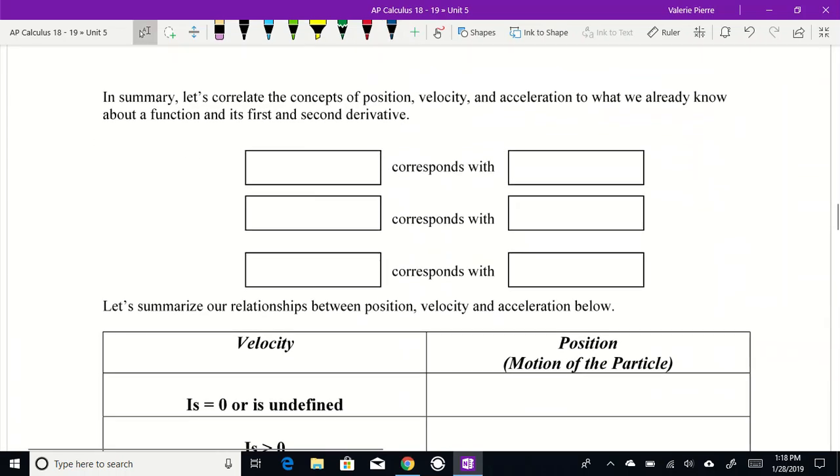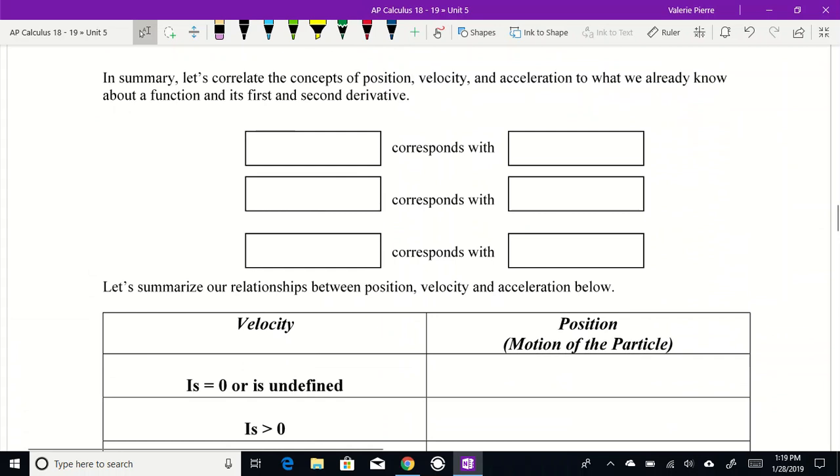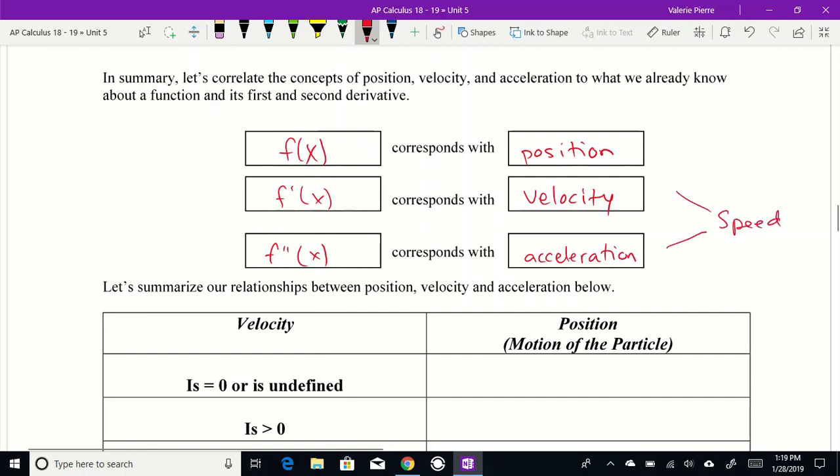So on the next page, we kind of summarize what we've learned from the derivative and second derivative in the original function and comparing it to position, velocity, and acceleration. So we know that f of x is our original function, and that corresponds with the position of the particle. F prime of x is always our first derivative, and that corresponds with the velocity of the particle. And f double prime of x is equal to the second derivative, which corresponds to acceleration of the particle. And velocity and acceleration will help us to determine the speed of the particle.